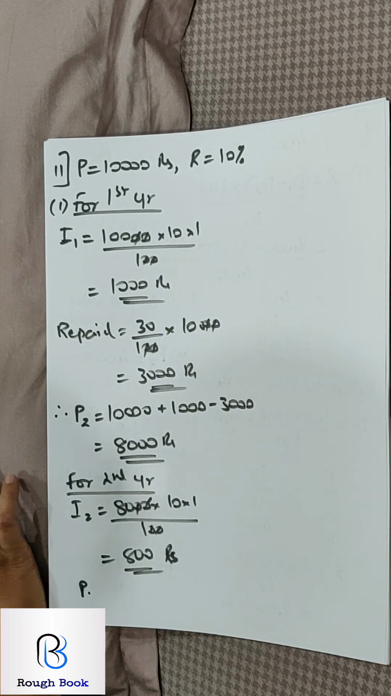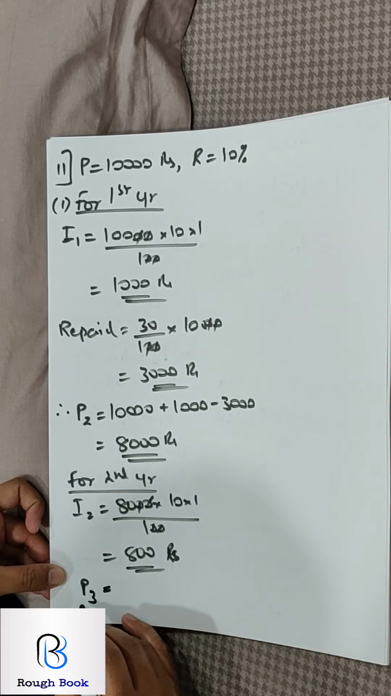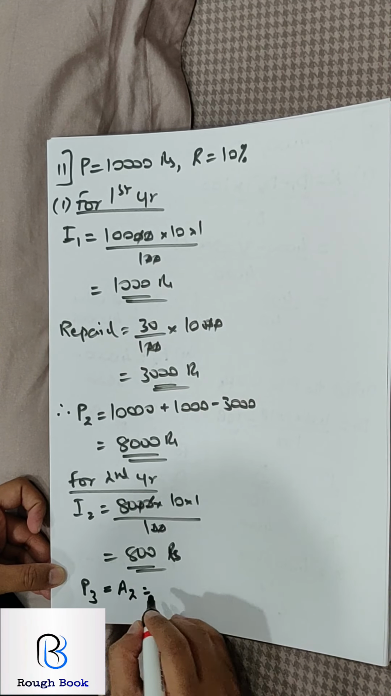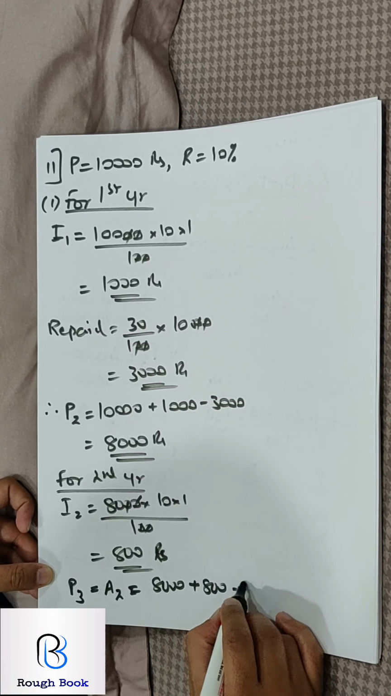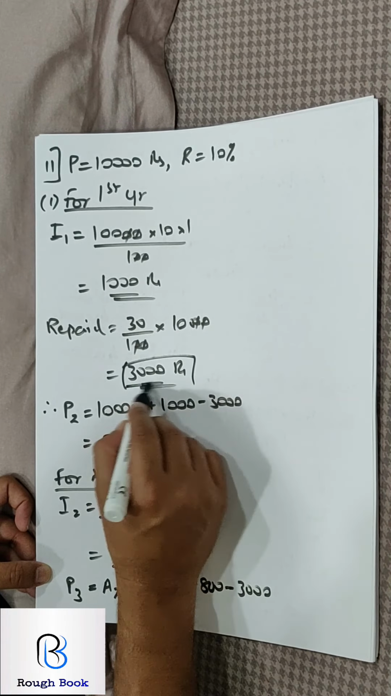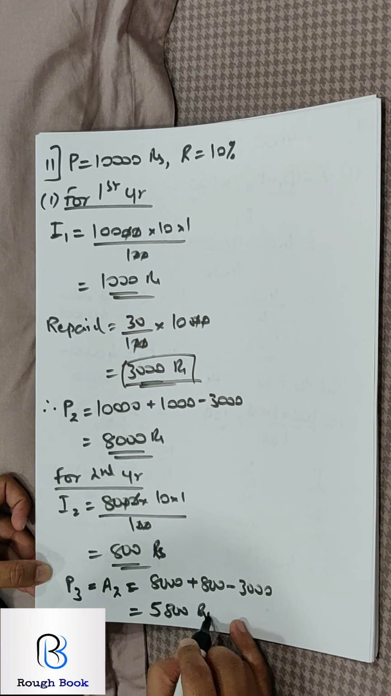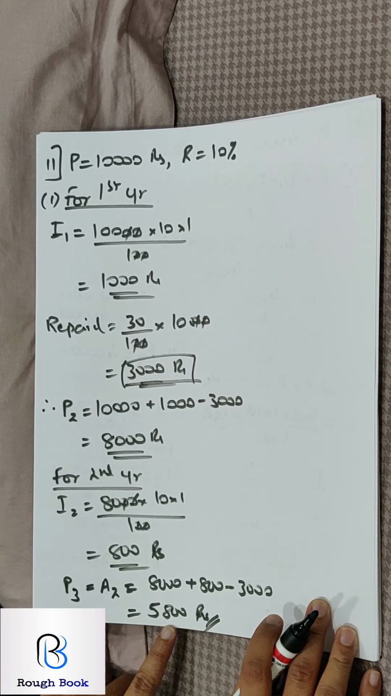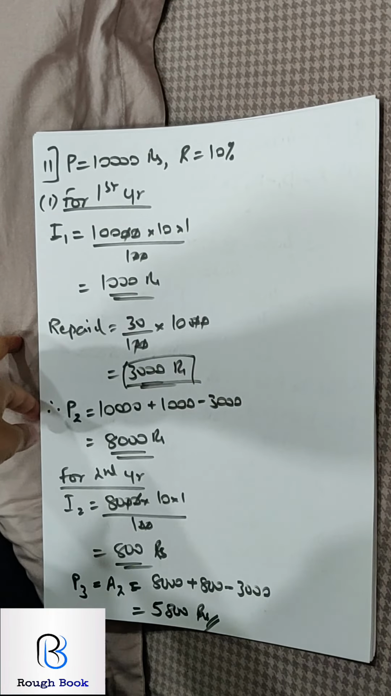Come on guys. So just at the end of the second year, P3, or you can say amount at the end of second year should be 8,000 plus 800 minus 3,000, which is paying back at the end of each year, which we got here. You need to subtract that. So 5,800. This is the amount being left which has to be repaid yet. Are you with me till here? Is everyone following what's happening? Super.